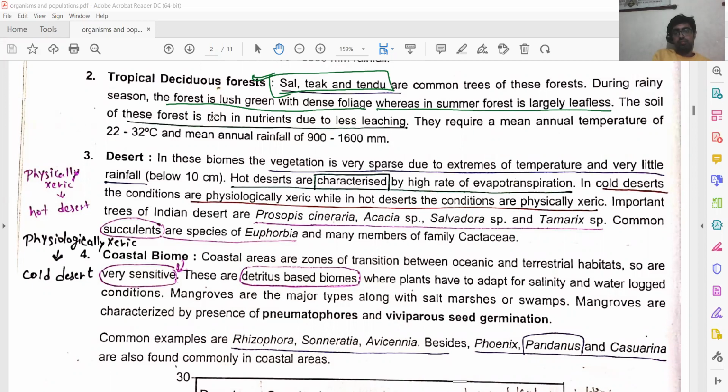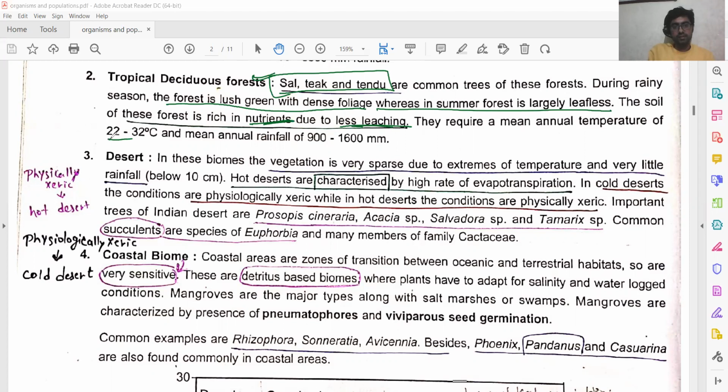So the soil of these forests is rich in nutrients, due to less leaching. Although there is rainfall, it is not as much as in tropical rainforest. First thing. Second thing, tropical rainforests are evergreen. Trees never shed their leaves, while in tropical deciduous forest, there is shedding of leaves at regular intervals. So all the chemicals, or you may say minerals, which are lodged in the leaves, shed down and get into the soil regularly. So these soils are highly nutritious.